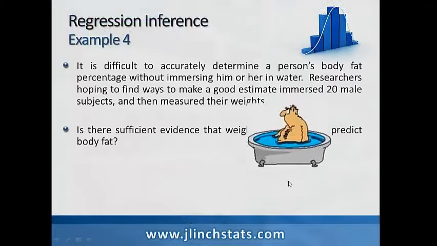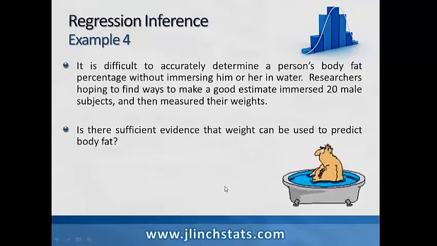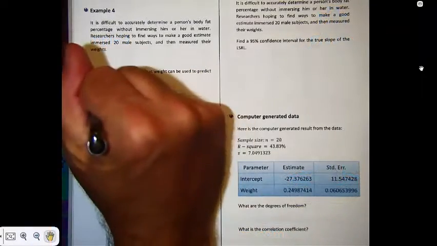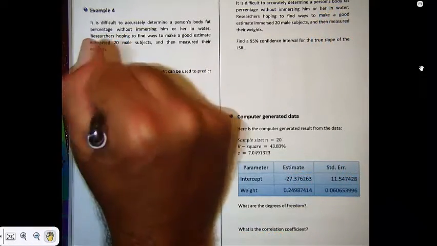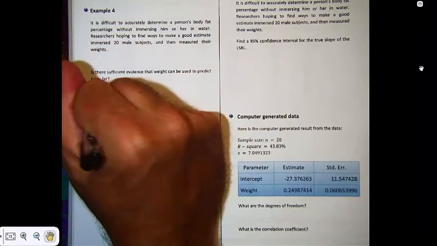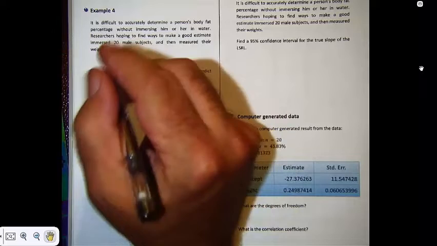Now let's take a look at example 4. Once again, we have the same type of problem here. We immerse the 20 male subjects and then measure their weights. Now, is there sufficient evidence that weight can be used to predict body fat? So let's begin example 4 with our conditions for inference. Recall, this is probably the hardest part of regression inference because there are 4 of them. Let's begin with the first one.